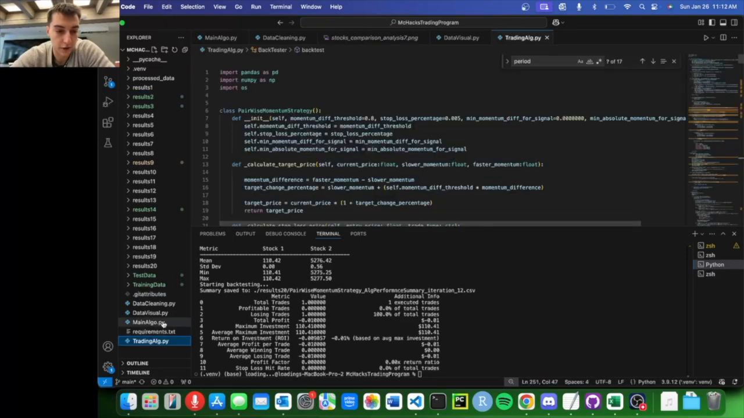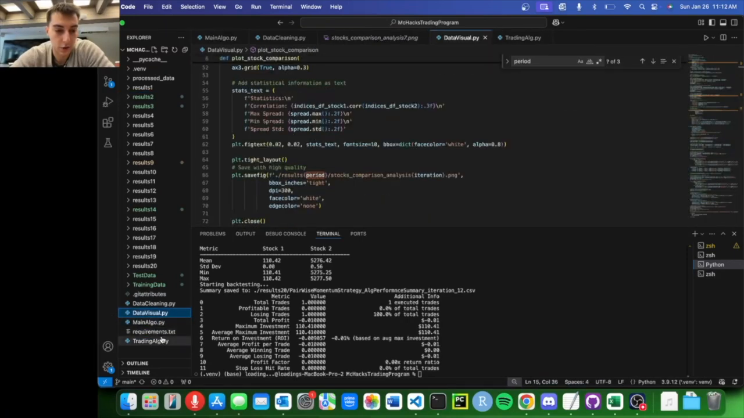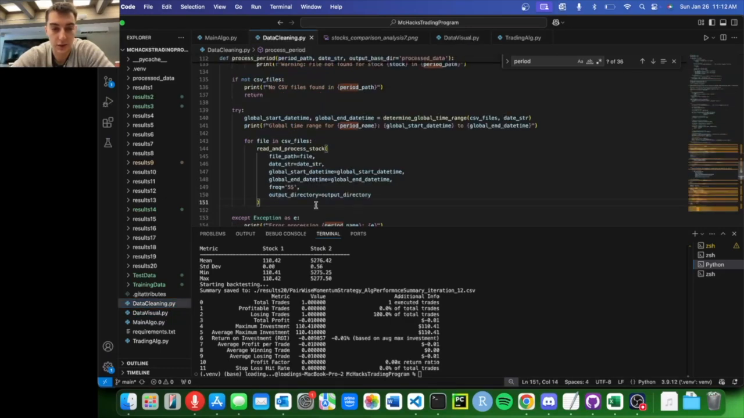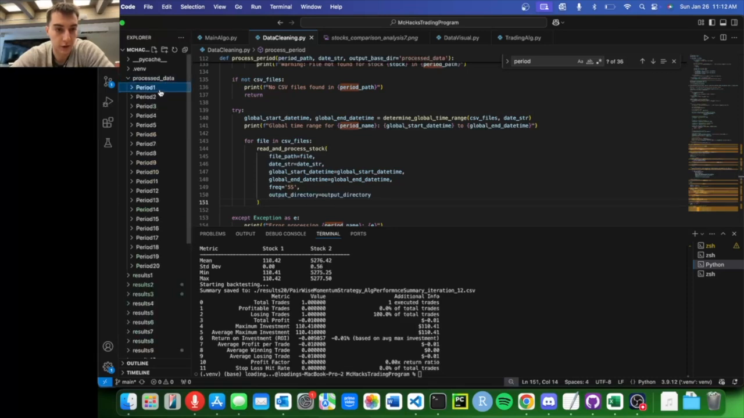Firstly, we have three files for the algorithm and the backtesting, which are trading algo, main algo, and data visual. We also have data cleaning, which does the processing of the data into 5-second intervals, which are stored in process data here for the different periods.